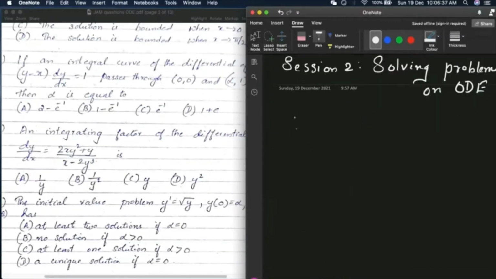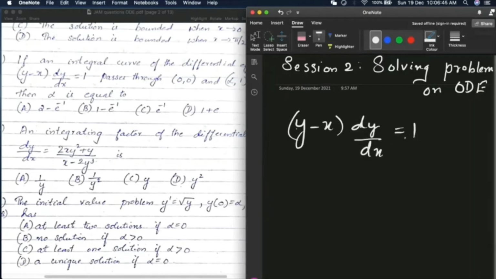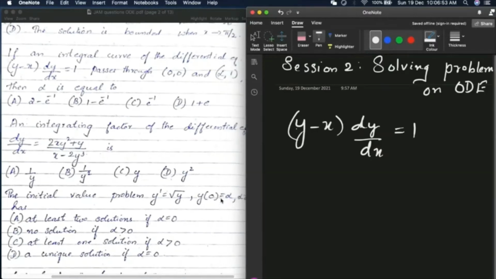Yeah. So the differential equation given is y minus x into dy by dx is equal to 1. The condition given here is that the solution passes through (0, 0) and (alpha, 1). We have to find that unknown alpha. This is an MCQ. So let us start doing.